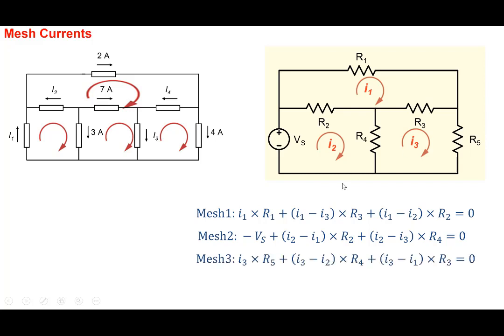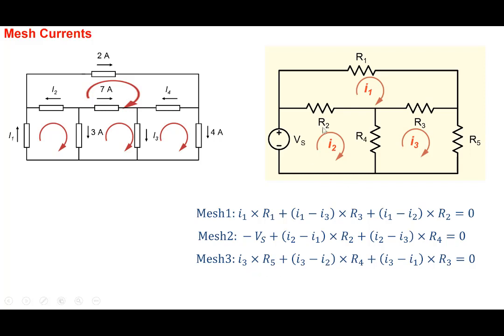Then mesh 3 we can do similarly. As I said, you could start from anywhere. Let's say you start from this particular point. So I3 into R5. Then you come here, and then you go up, and the net current flowing, when you're going up, the drop is I3 minus I2 into R4. And then you're going right here. So the net current through this going right is I3 minus I1 into R3. And the sum of the voltage drops is equal to 0.